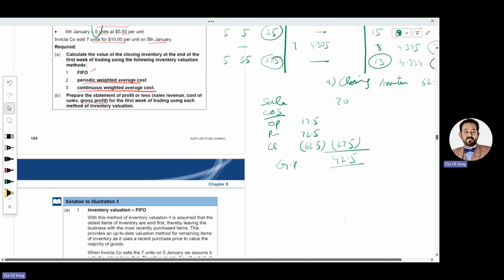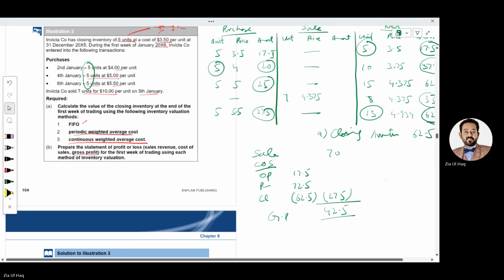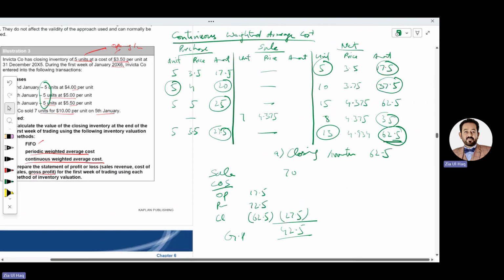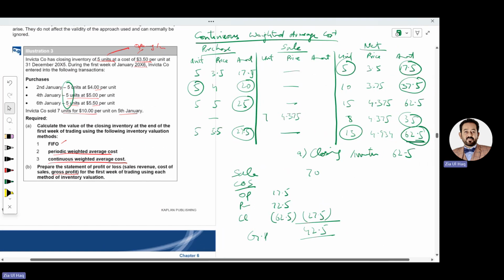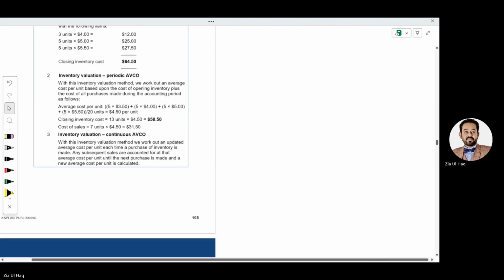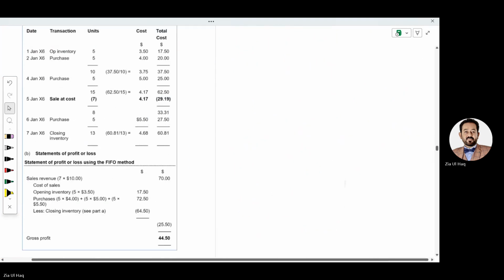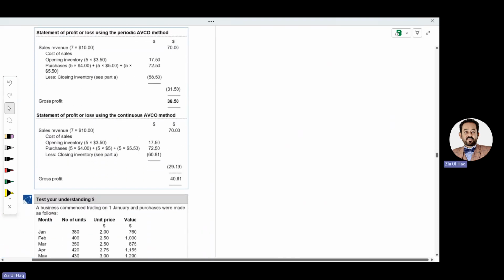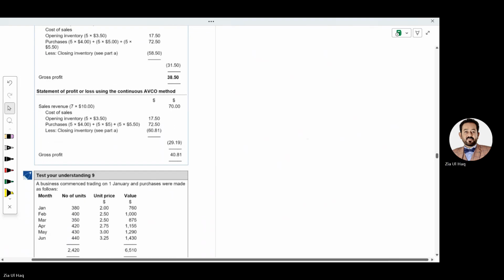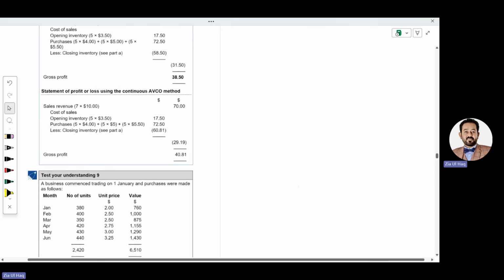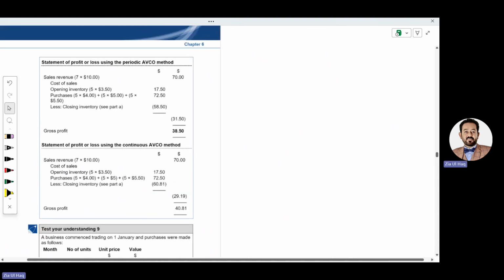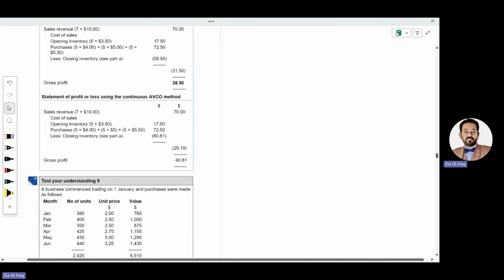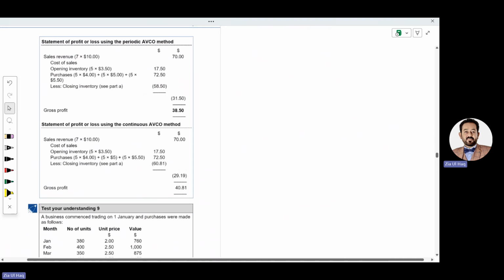I think there is some mistake in your calculation. Sir. We are having the opening balance of this. There were some mistakes in your calculation. Errors. This is GP. This is periodic.